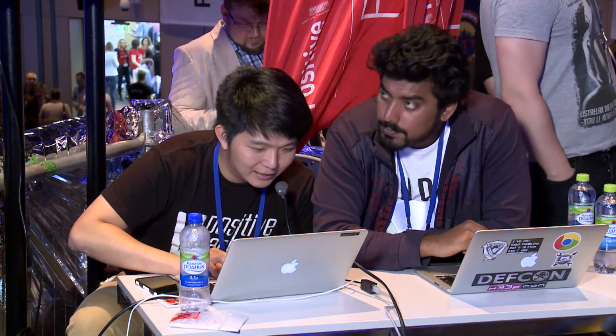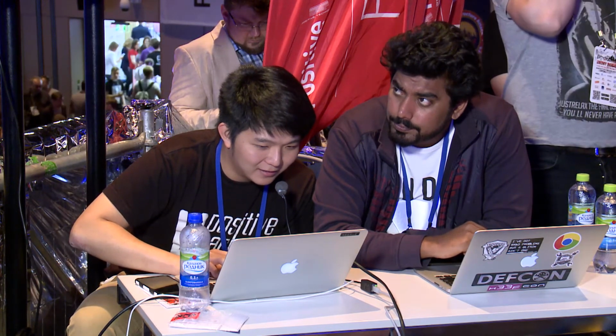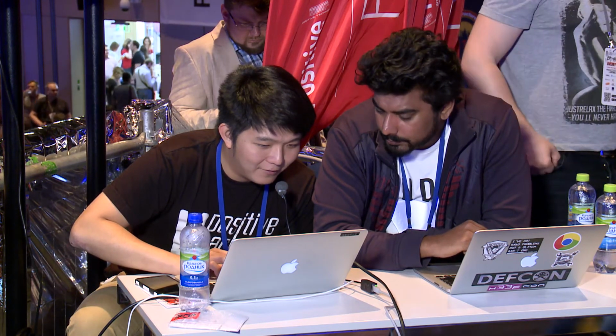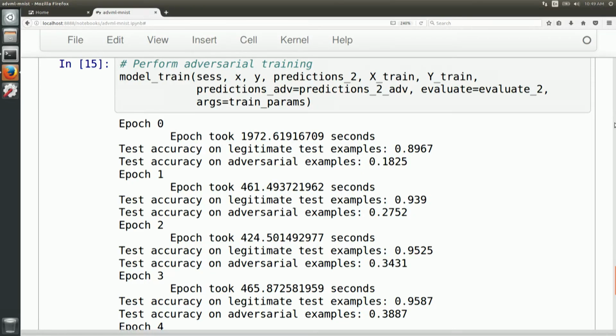So you can see each iteration of training takes from 500 to already 2,000 seconds, so it actually takes some time.